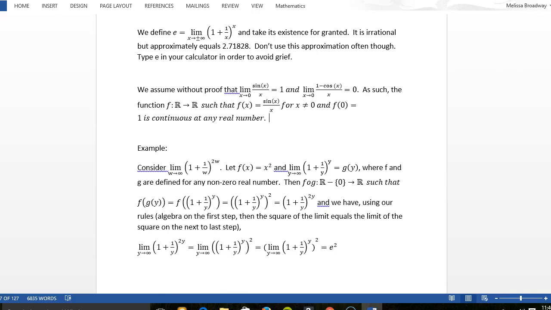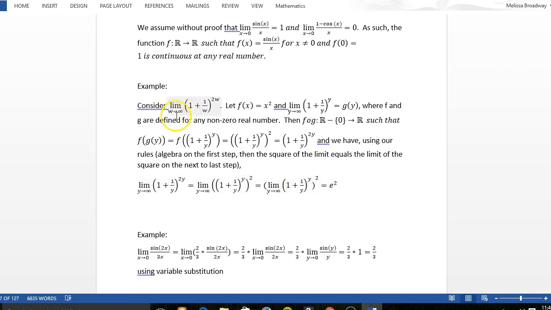Now, let's see. Consider the limit as w goes to infinity of (1 plus 1 over w) to the 2w power. Let f of x equal x squared, and let the limit as y goes to infinity of this guy right here equal g of y, where f and g are defined for any non-zero real number. Well, f is defined everywhere, even at 0, but let's just leave 0 out of this because g of 0 is trouble. We claim that, okay, so that's g of y, and where f and g are defined.